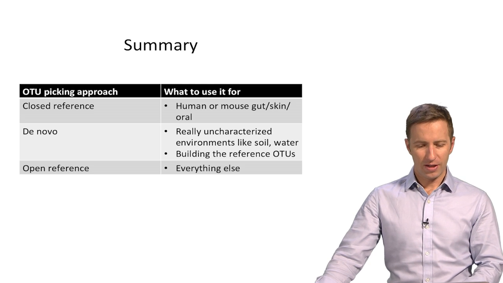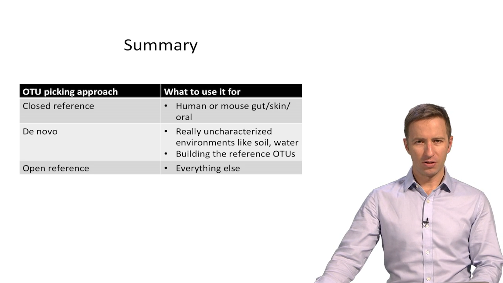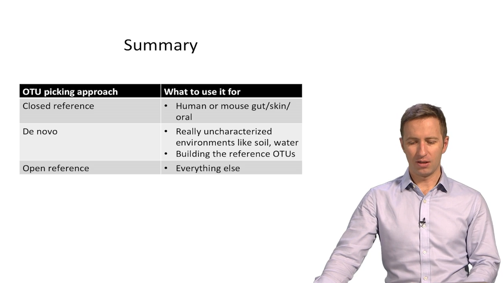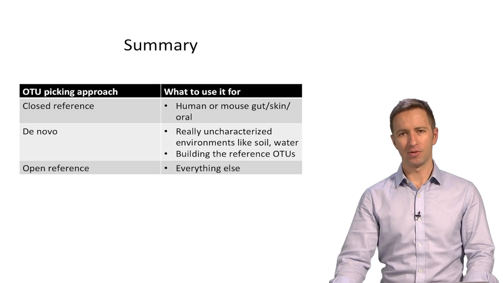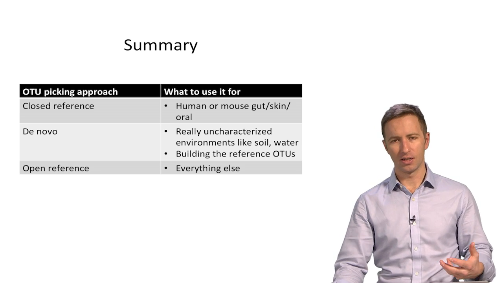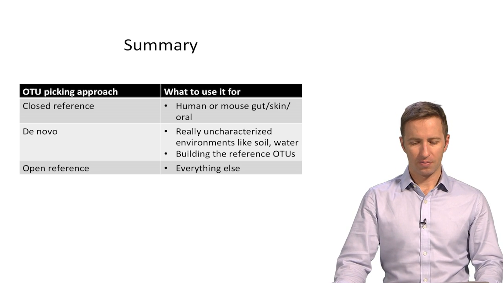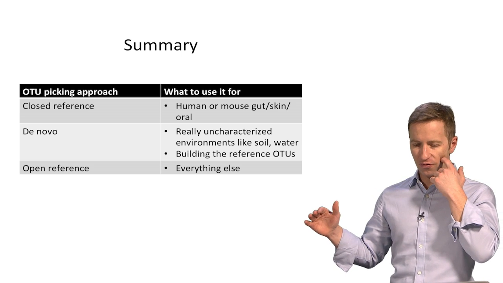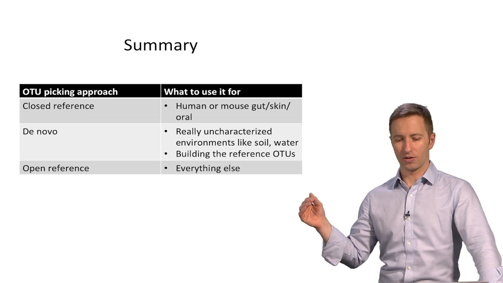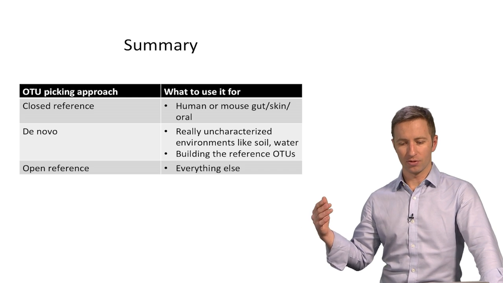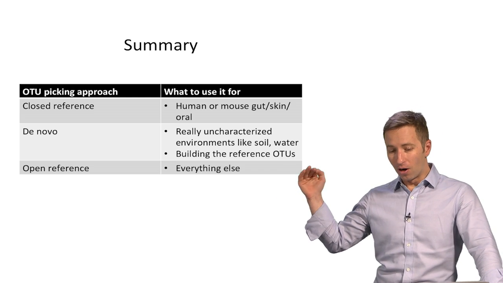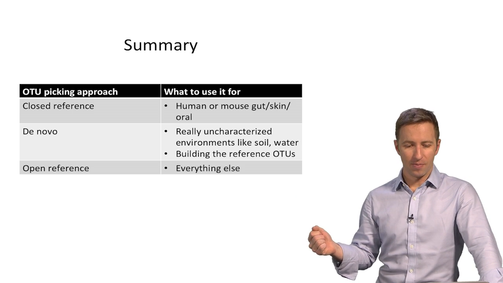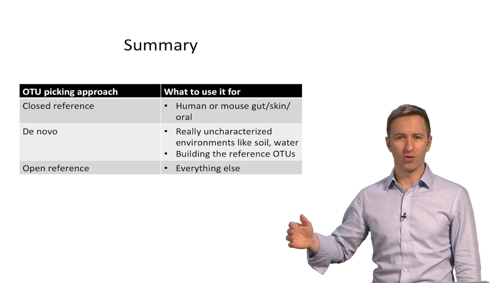So in summary, if you're trying to choose an OTU picking approach, I would use closed-reference picking if you're dealing with human or mouse samples from the gut, skin, oral, nose, because these are well characterized. I would do de novo picking if you have really uncharacterized environments like soil samples or new water samples. Also, you need it for building the reference-based OTUs. And then finally, I would use open reference picking for everything else.